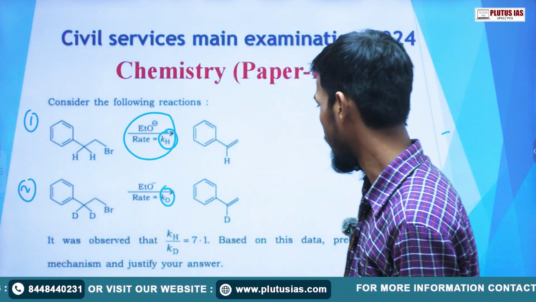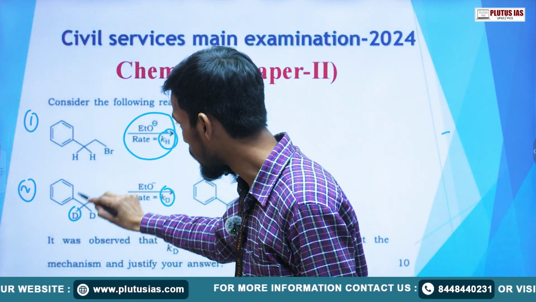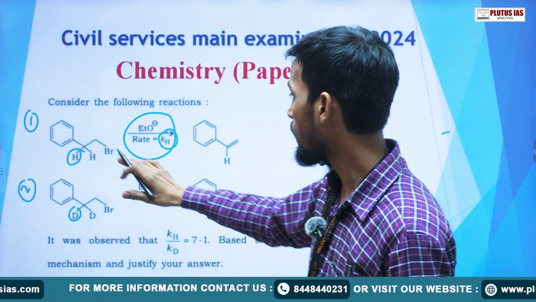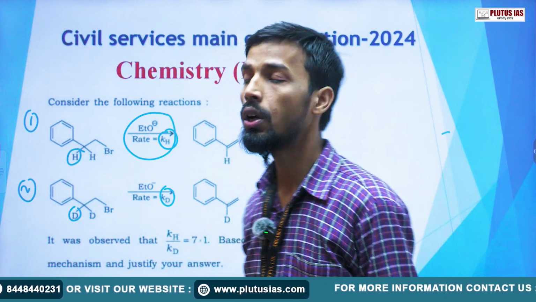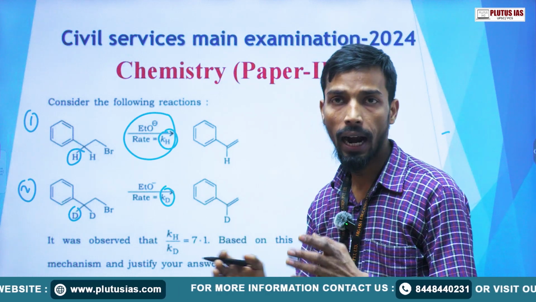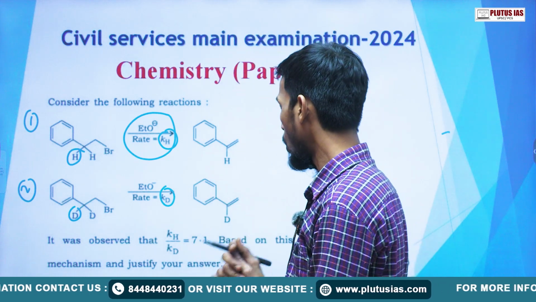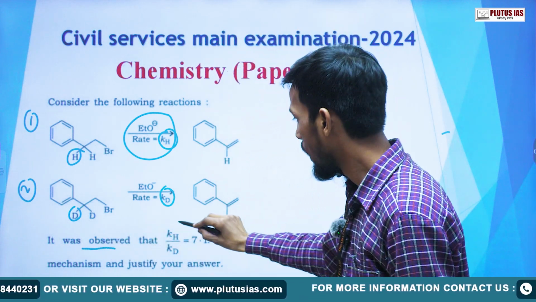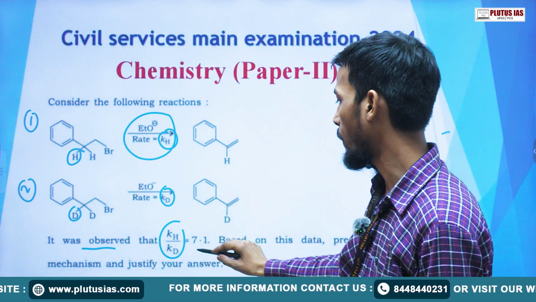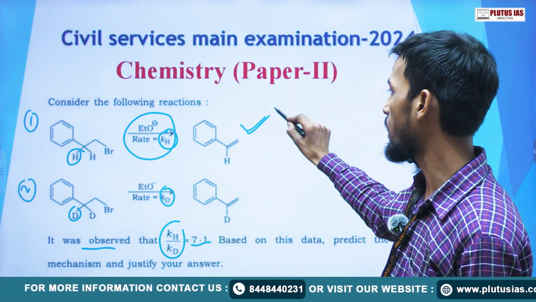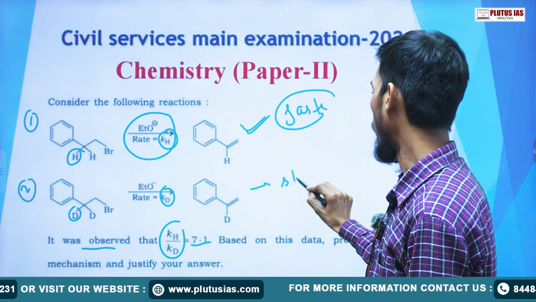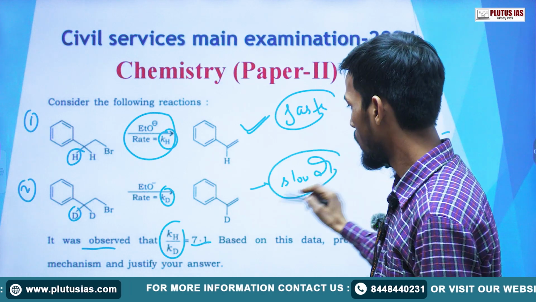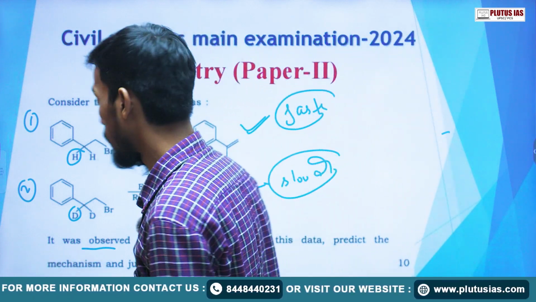If you visualize, the only difference between these two reactions is that in the first, the benzylic position has hydrogen, and in the second reaction, the benzylic position has deuterium. Hydrogen and deuterium differ only in molecular mass. It is observed that KH by KD is 7.1, which means the first reaction is quite fast and the second is comparatively very slow.